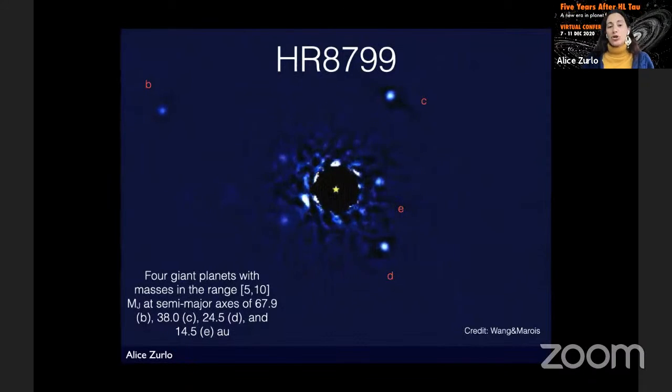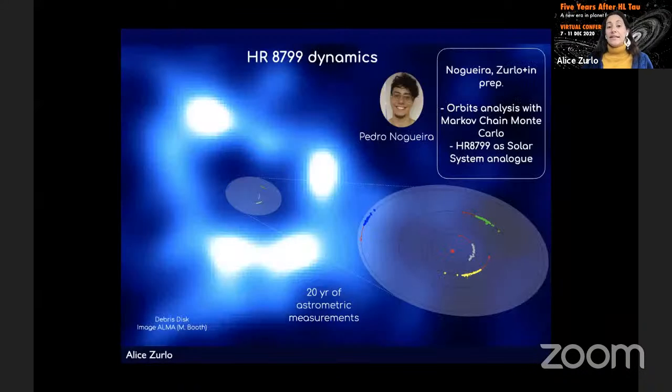So you can see this is a collection of almost 10 years of observations of this system. You can see the 4 planets orbiting here, and this is, I think, a very good laboratory for this technique, because we have 4 planets orbiting together. So we can study the dynamics of the system. This is a job that my student Pedro Nogueira is doing, studying the interaction between the planets and their orbits, and also the interaction between the planets and the debris disk that you can see here. There is an ALMA image.